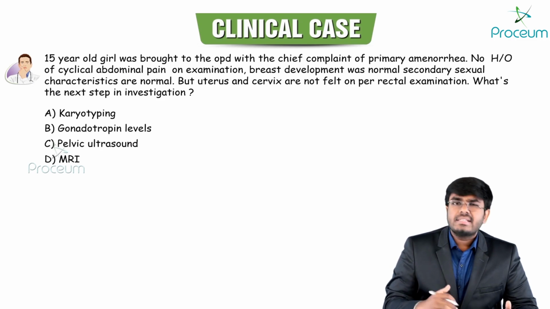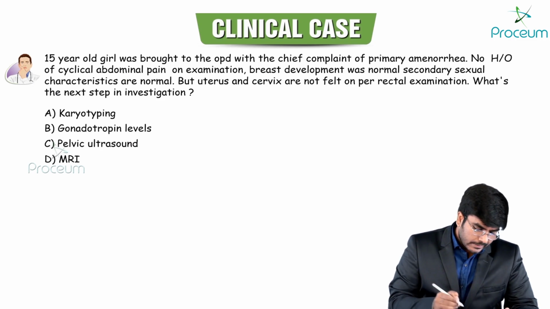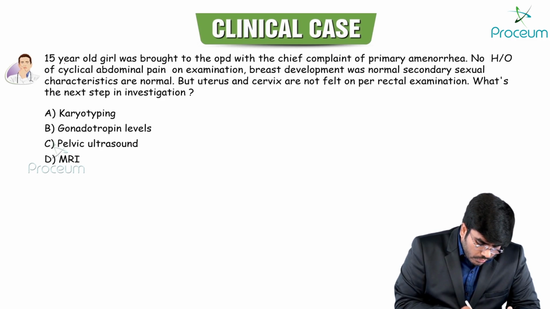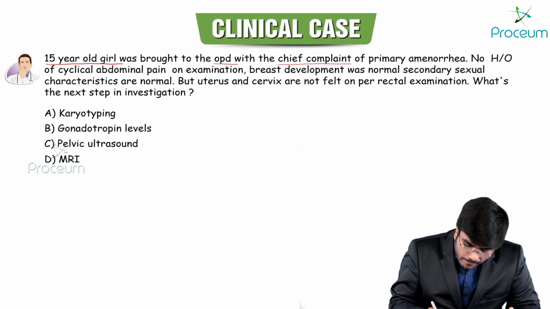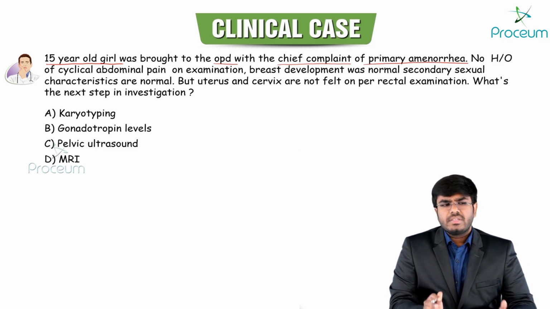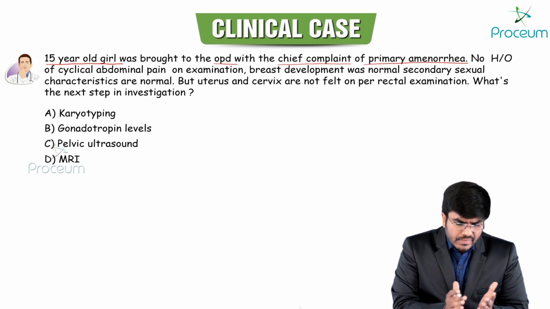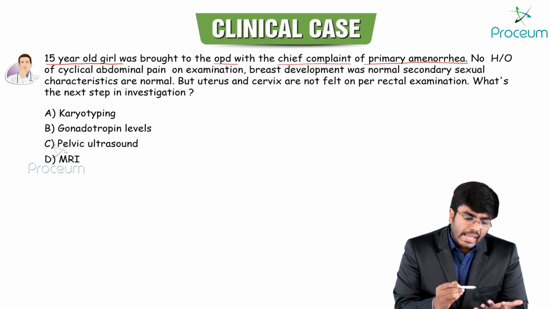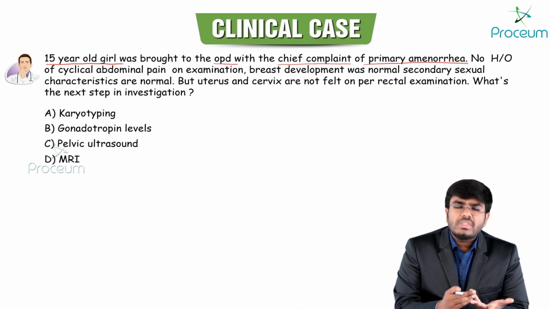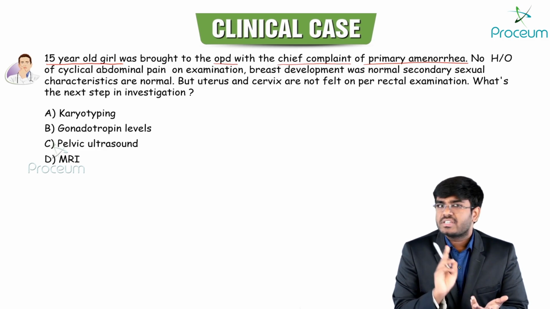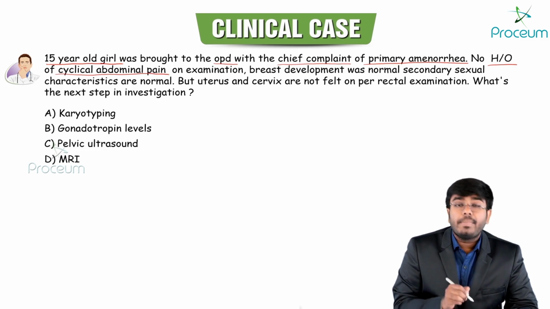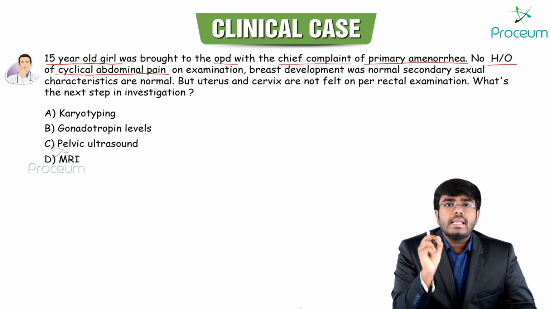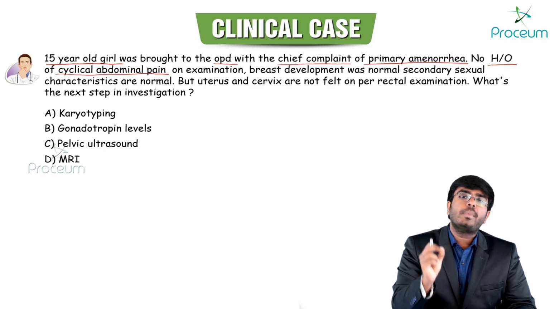Now, after this, let's see some clinical cases. Okay, there is a 15-year-old girl who was brought to the OPD with the chief complaint of primary amenorrhea. If I am saying primary amenorrhea, even MRKH patients and androgen insensitivity patients both present with primary amenorrhea. First thing. Now, there is no history of cyclical abdominal pain. See, this phrase cyclical abdominal pain should remind you of a condition known as cryptomenorrhea.